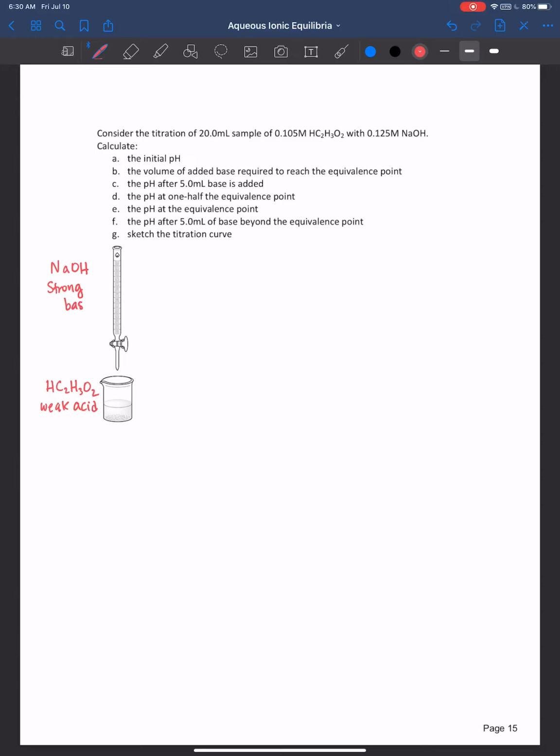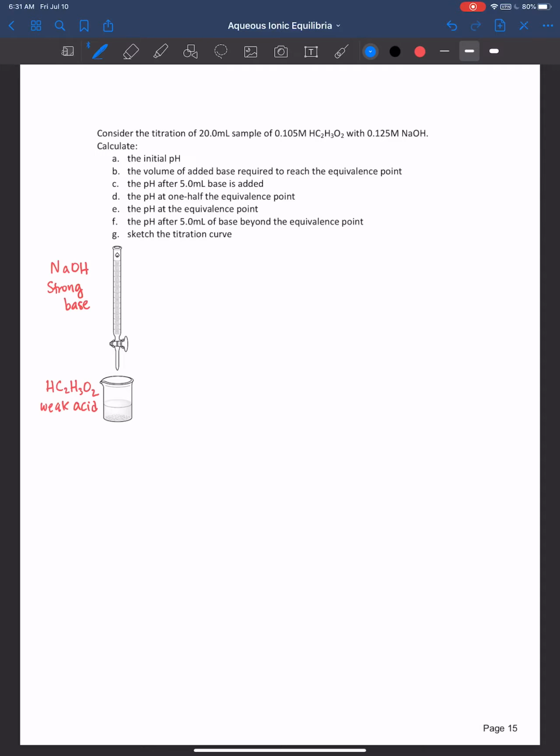So anytime you have a titration problem, always identify what's in your beaker and what's in your burette. It'll change the way you approach the problem. For example, in the previous video, we did a strong acid, strong base titration, and so no RICE tables were needed in that particular video, but they will be needed in this video. All right, so let's get started.